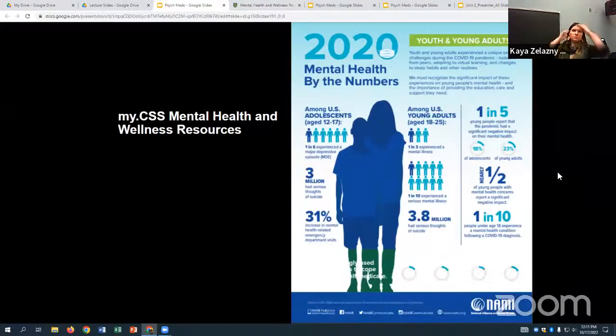All right, so in 2020, this got extra bad, our mental health crisis in this country. In the age group for most of you, 18 to 25, 1 in 3 people reported experiencing a mental illness in 2020. 1 in 5 people reported that was due to the pandemic. 3.8 million people were struggling with thoughts of suicide. So this is a very, very real issue. And medications are something that can help depending on the person, depending on the condition.